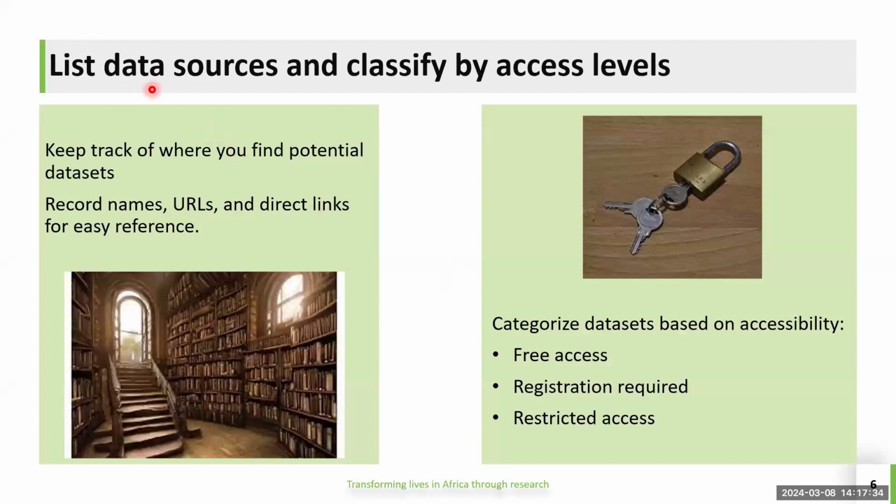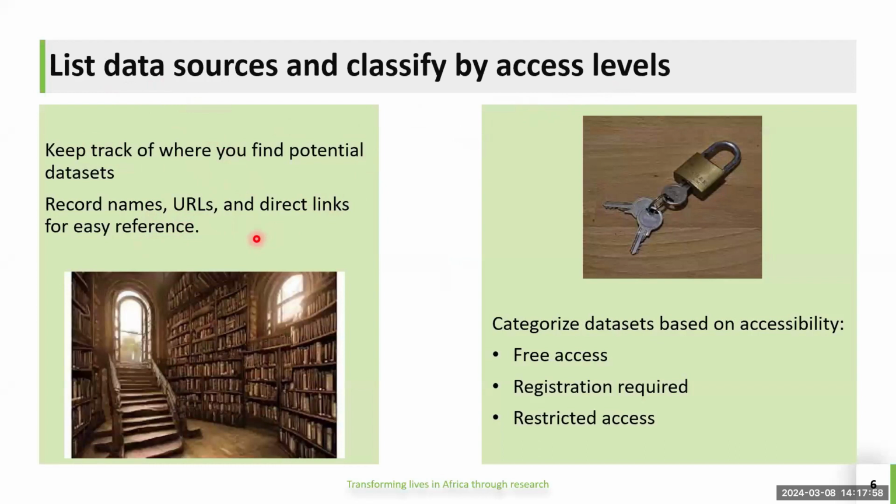And then list the data sources and classify by access levels. So keep track of where you find your potential data sets. Record the names, the URLs, and direct links for easy reference. So this helps you to keep track.